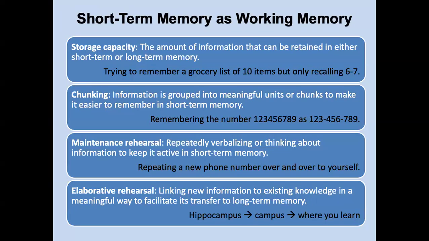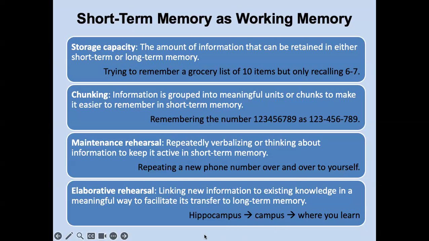Okay, so a little more about working memory. Like I said, the storage capacity is very limited, about 6 to 7. If you try to remember more than that, you are likely to fail. Chunking is very, very helpful for short-term working memory because it's much easier to remember a number when it's chunked. That is why phone numbers are dashed, right? Maintenance rehearsal: you can keep it in working memory by repeating it, right?